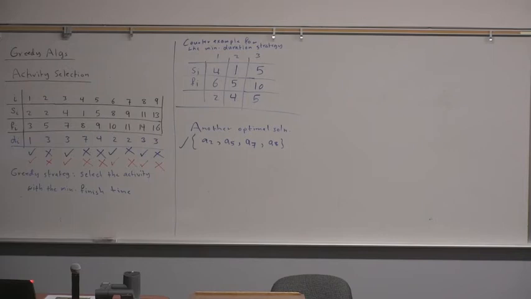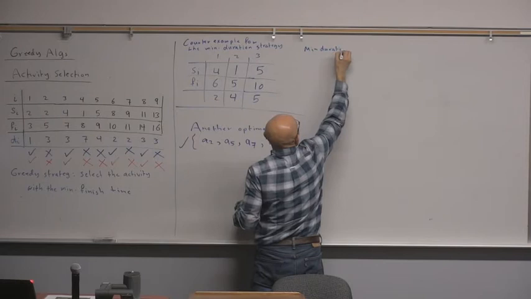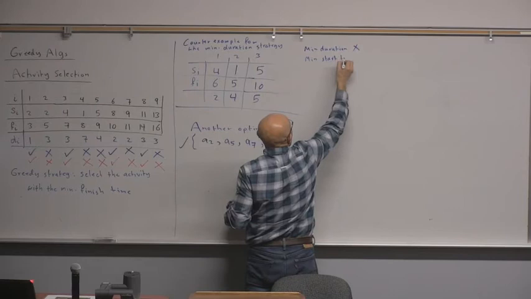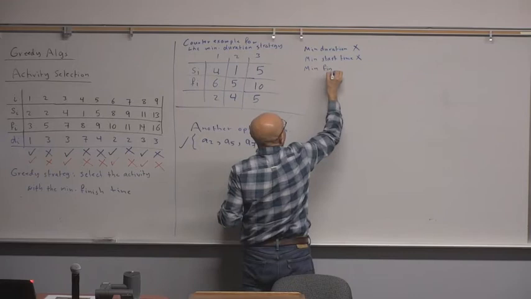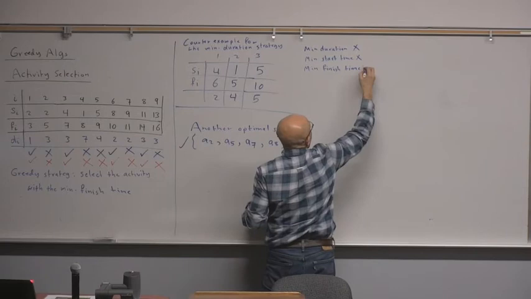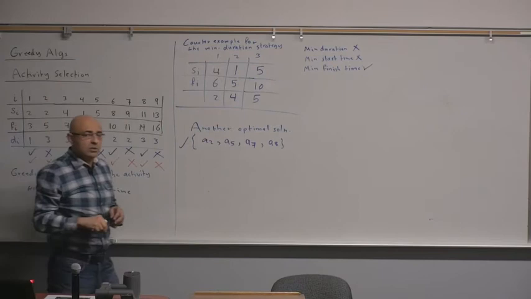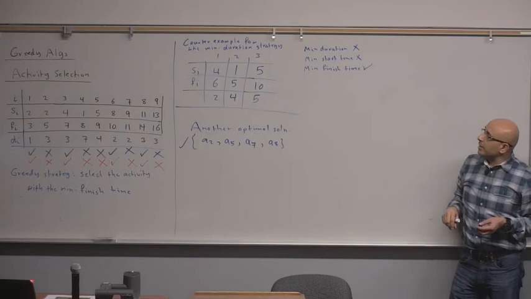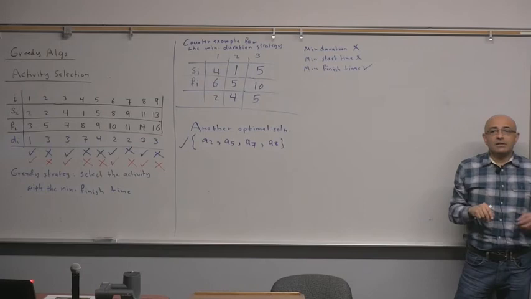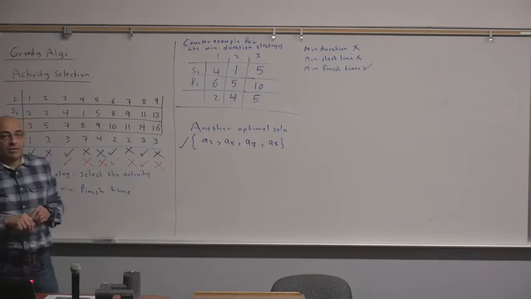Now, we have talked about minimum duration, which did not work. We talked about minimum start time, which did not work. Minimum finish time works, but we haven't proven that it works. Now, if minimum finish time works, using symmetry, can you suggest a greedy strategy that will work as well?